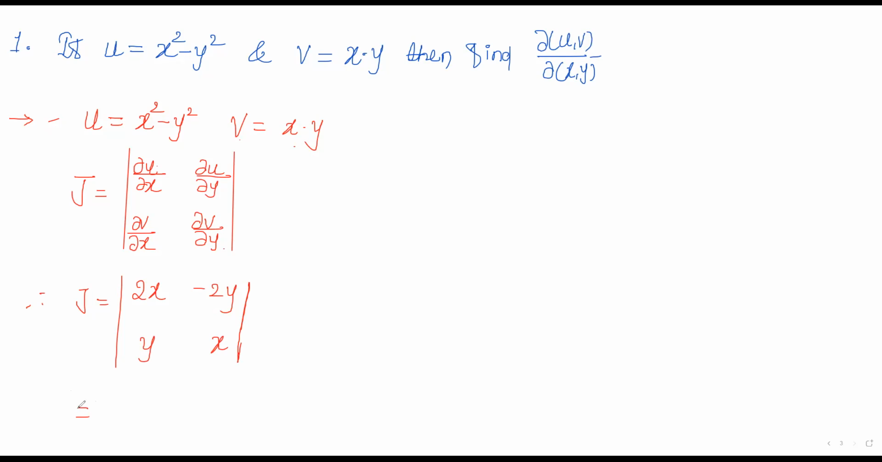It is equal to taking cross multiplication 2x into x. Yes, correct. Minus 2y into y. It is minus because plus 2y square, which is equal to 2 into x square plus y square. This is the Jacobian of uv with respect to x and y. Got it? Everyone understood this? Yes, okay. Now we are going for next one.